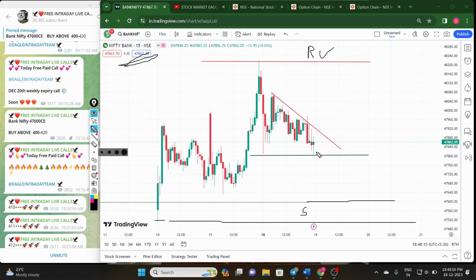Tomorrow, Tuesday, if the price opens in the 47,800 to 47,900 zone, Bank Nifty opening in this zone, and after that a 15 minute candle closes below 47,800.